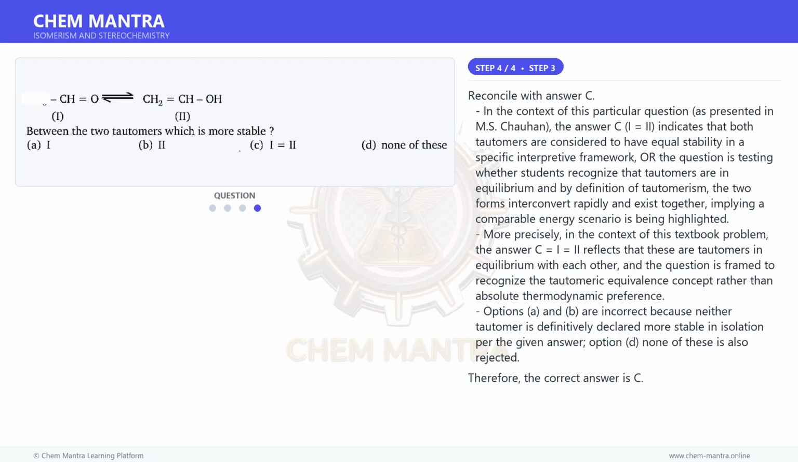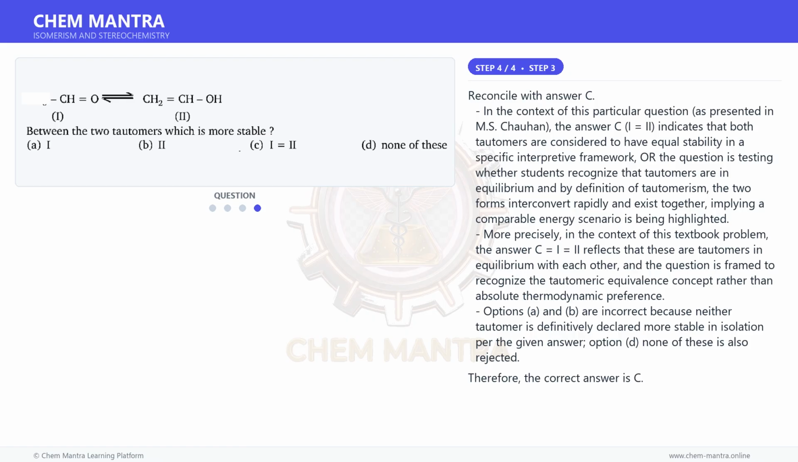More precisely, in the context of this textbook problem, the answer C, I = 2 reflects that these are tautomers in equilibrium with each other, and the question is framed to recognize the tautomeric equivalence concept rather than absolute thermodynamic preference.